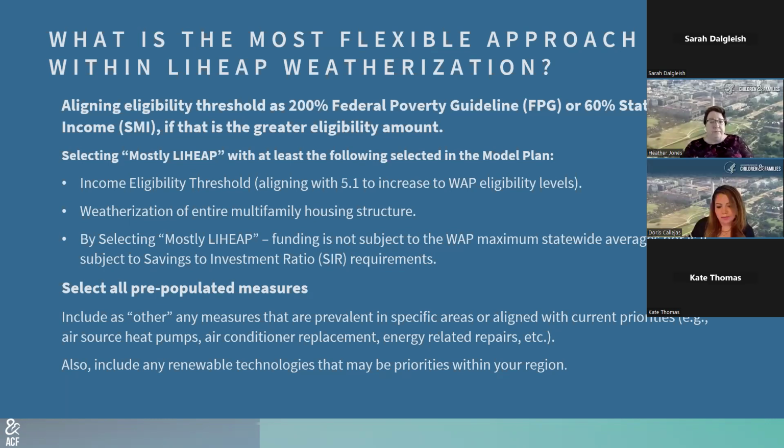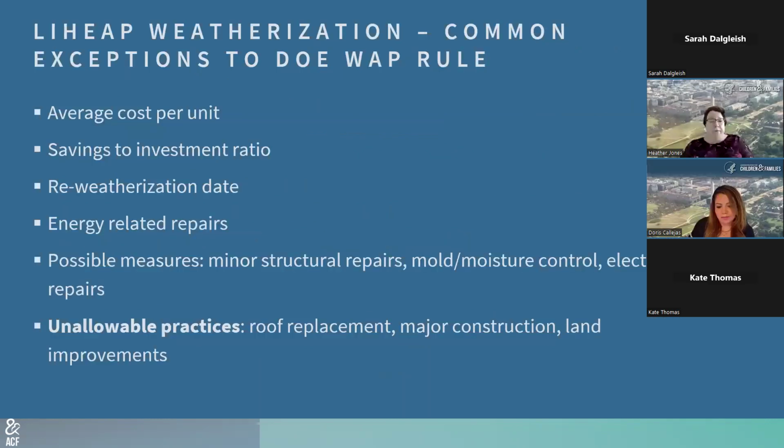Next slide, please. A majority of grant recipients follow mostly DOE rules with LIHEAP funds. Here's a look at some of the common exceptions based on the LIHEAP model plans we've reviewed. For the average cost per unit, our understanding is that this ranges from $10,000 to $12,000 as a common limit for the LIHEAP average cost per unit.